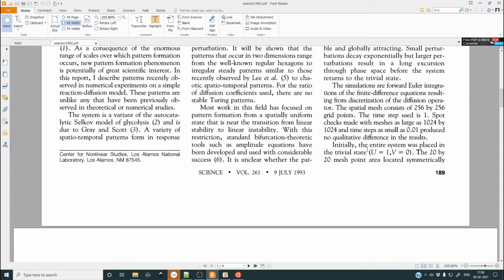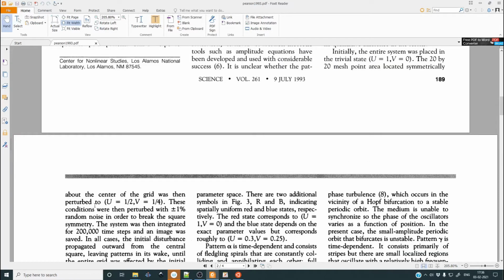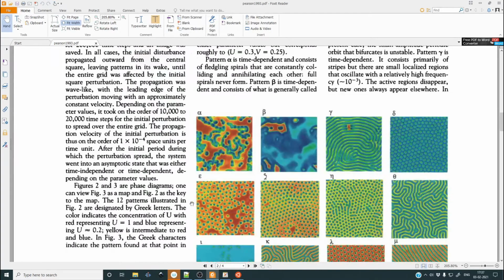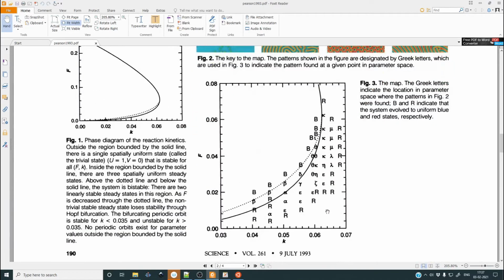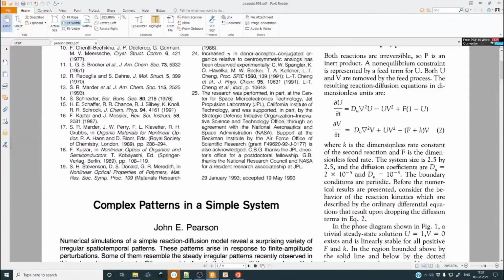Near the origin they gave a perturbation to the system with a random noise to break symmetry, and once symmetry was broken, after 200,000 time steps, they saw emergence of a pattern, and the pattern is classified depending on the parameters at play. So the parameters at play are f, du, dv, and k. In our system we'll call this phi and this kappa.